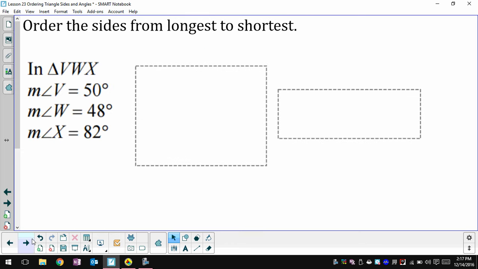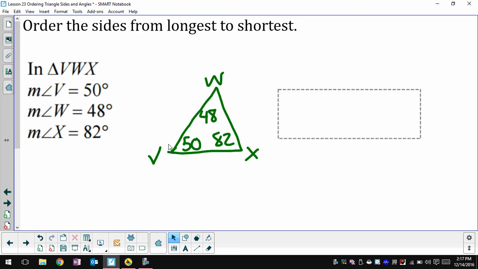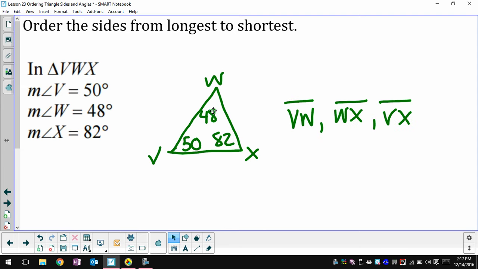And again, if we don't have a picture, but we know the three angle measures, we can still answer this question. I still like to draw the picture. It helps me visualize the triangle. I want to go from longest side to shortest side, so I find my biggest angle, X. That means WV is my longest side. My smallest angle is W. That means VX is my shortest side.